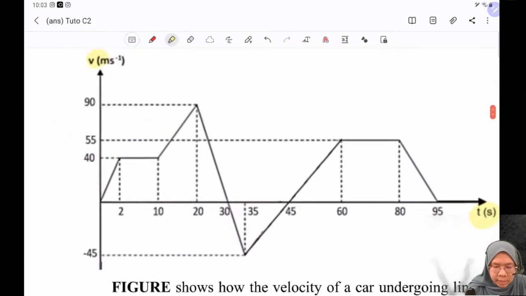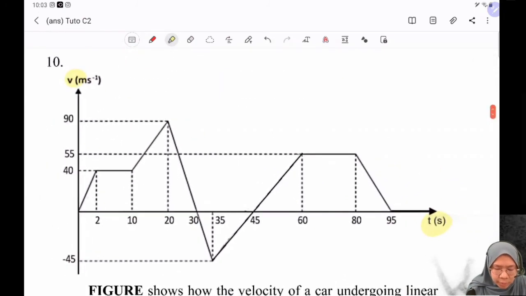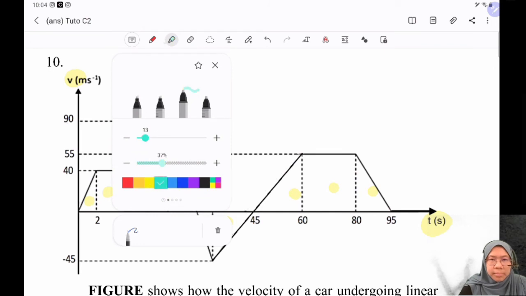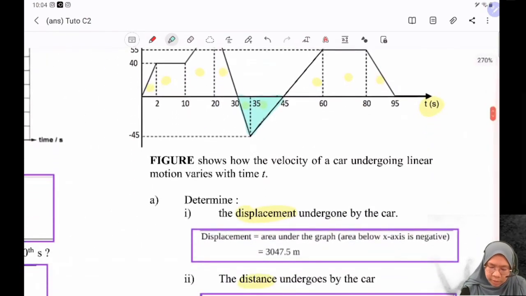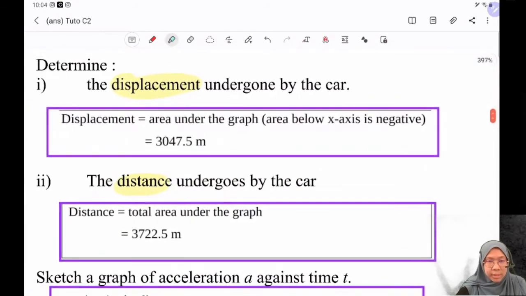Okay, soalan ni macam soalan tadi di mana kita kena kira area untuk setiap satu bahagian. And then kalau untuk distance, sebabkan distance adalah scalar quantity, it doesn't involve any direction, kita akan tambah semua. Okay, but then for displacement, area bawah ni kita akan dapat negatif. So, in our calculation later on, area yang bawah tu kita kena letak simbol negatif. So, you will get the answer.